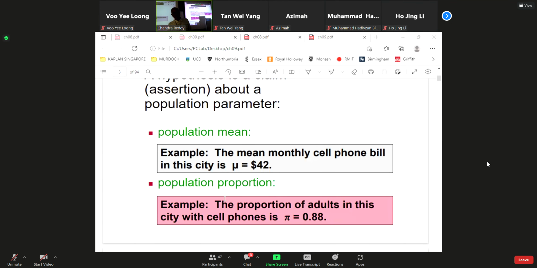So similarly, you can use a proportion to define a hypothesis. For example, when you say the proportion of adults in this particular city who use cell phones is 88%, or the population proportion of cell phone users is 0.88. So this is basically a hypothesis.